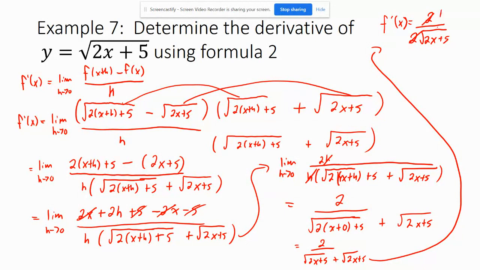Now these 2's can cancel out. And that is our answer for this one right here. F prime of x equals 1 over the square root of 2x plus 5.